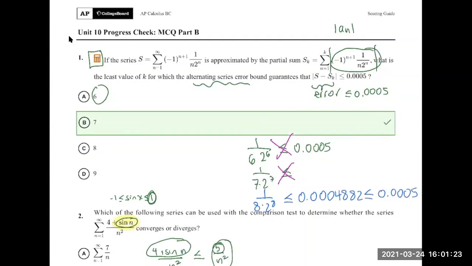Now let's interpret this. When I plug the 8 in, that means that term was the n+1 term. That means that the 7th term got me that error. So the error is always tied to one more than whatever you cut it off at. And so that's why 7 was the answer, because 8 worked.